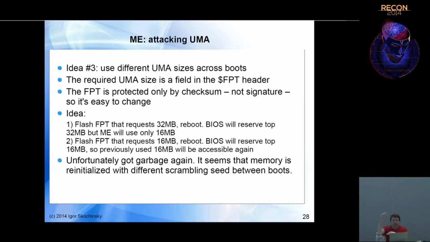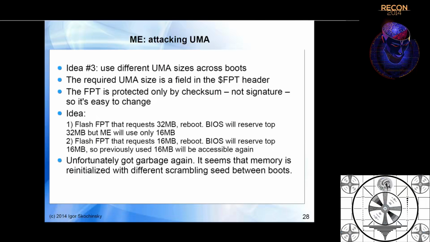I reboot, the BIOS allocates 30 megabytes, but the ME uses only 16 megabytes. So it puts its code in there. Then I reflash the firmware with 16 megabytes, so the BIOS allocates only 16 megabytes. But the old 16 megabytes is now unlocked, and I can access it and dump it. I tried this trick several times, but unfortunately it again didn't work out, apparently because a different scrambling seed is used for every boot. So once I reboot, the scrambling seed is regenerated, and so of course when I read the memory, because of the scrambling, I get garbage.